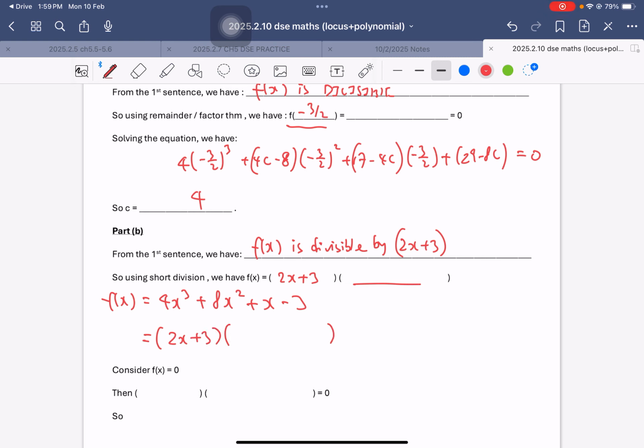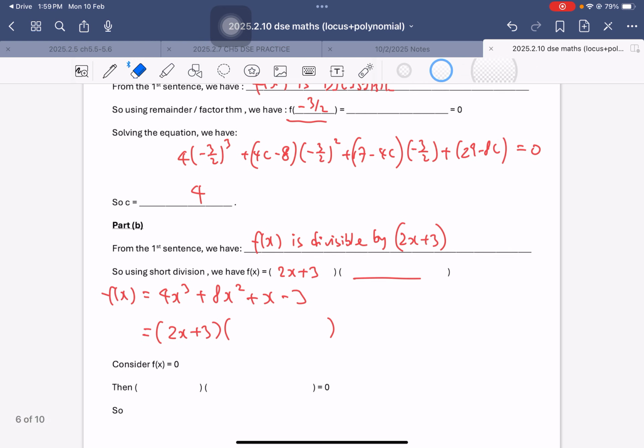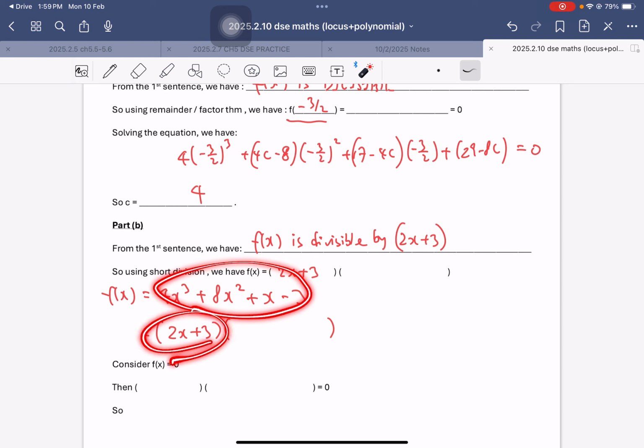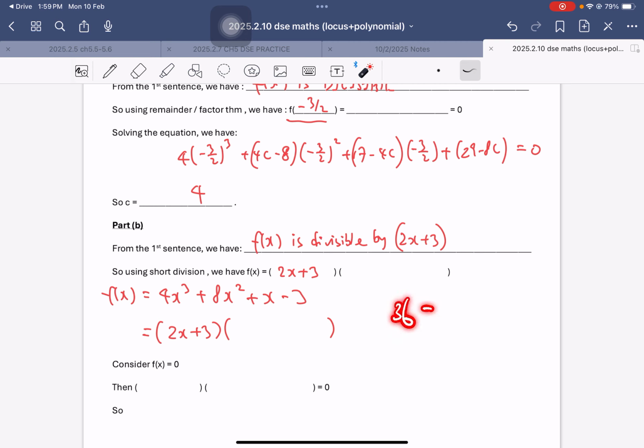Then which method do I need to use? It's definitely the quadratic, but you're using this divided by this. So what you need to do? For example, if I have 36 is equal to 4 times something, how do you get this something? Division. You're using the division. So we can use the short division, remember?